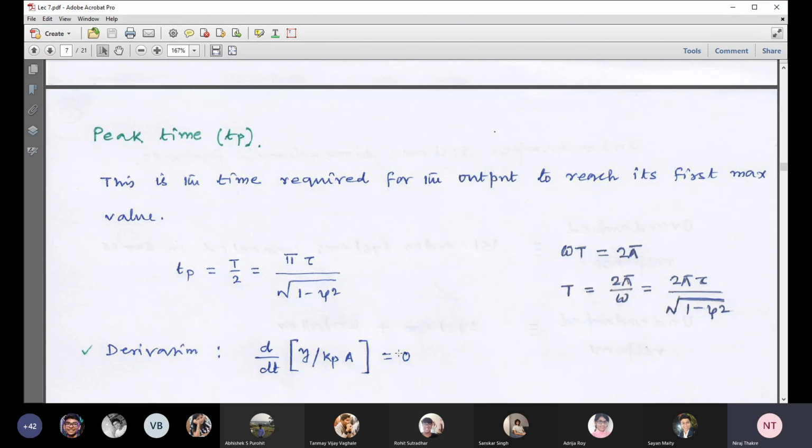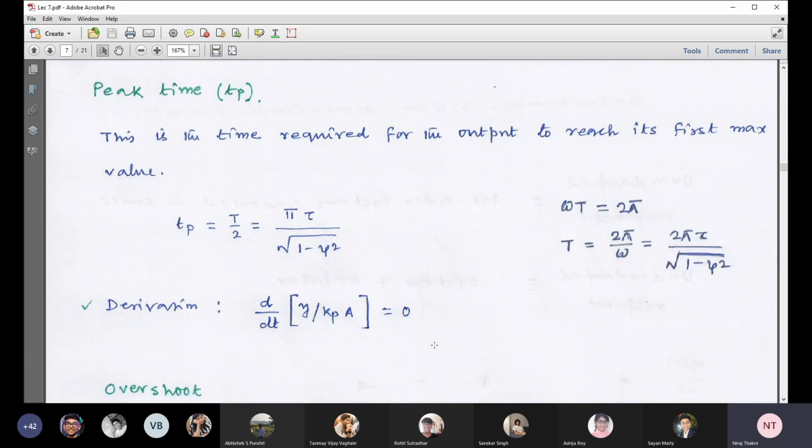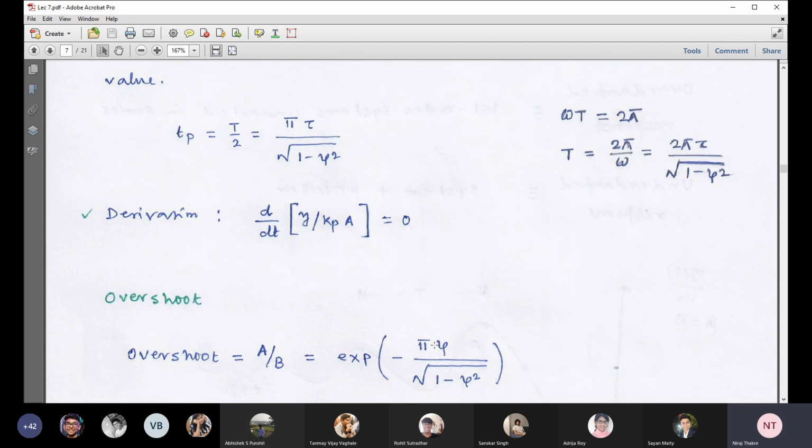You who did not get it, try to get it. I'm going to ask you: first try to find the peak time. Derive the expression for Tp, considering this time derivative equal to 0. And whoever completed this, you can go to the next part.